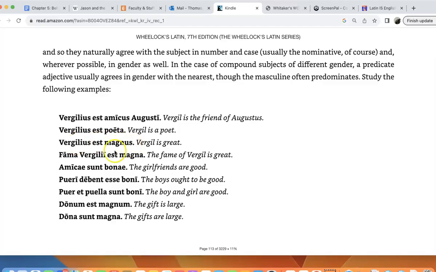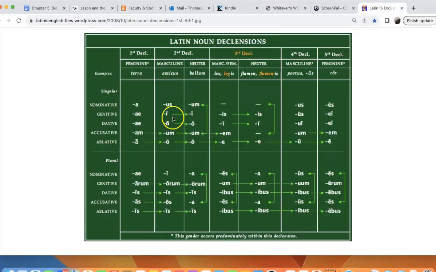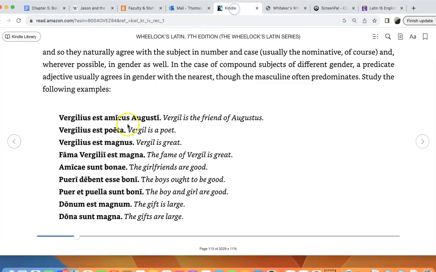Virgilius es magnus, here's a good example. Virgil is great, in other words, a great poet. Here we go, this one's a little more complex. The fame of Virgil is great. So here we know that "of Virgil" means genitive, or is genitive in this case. So there's our E. That's why it ends in the letter I.